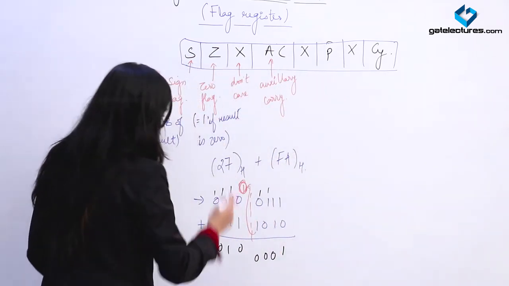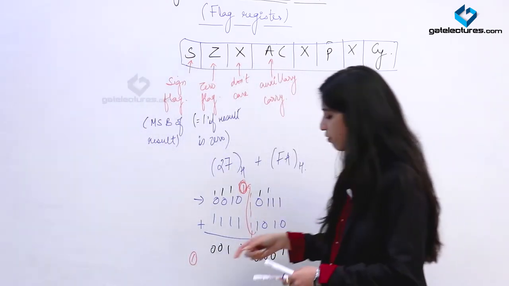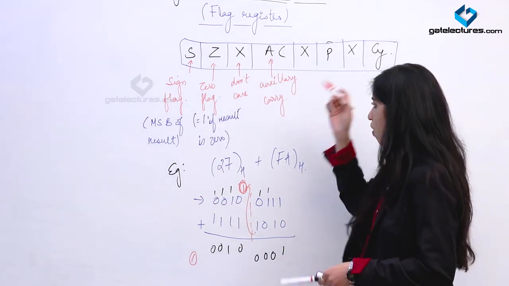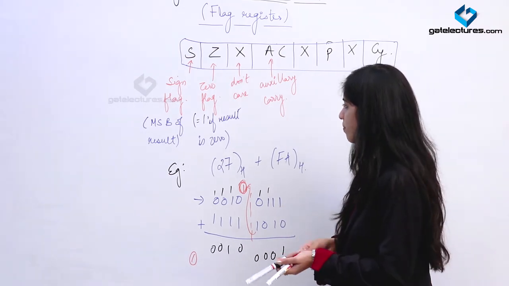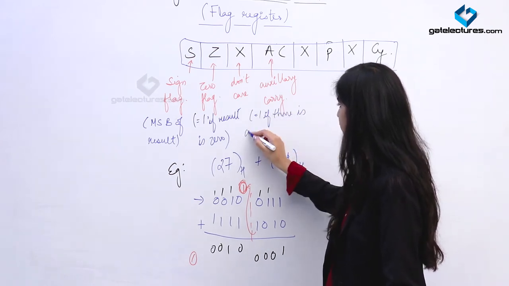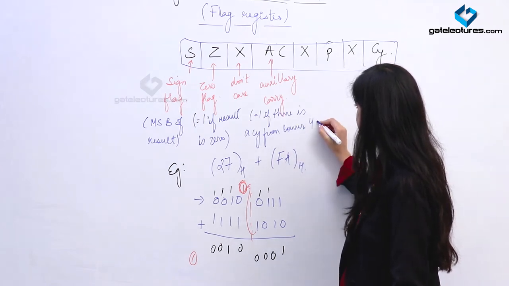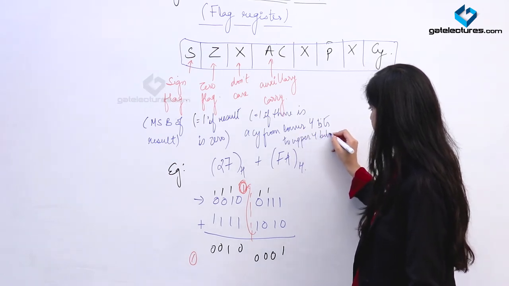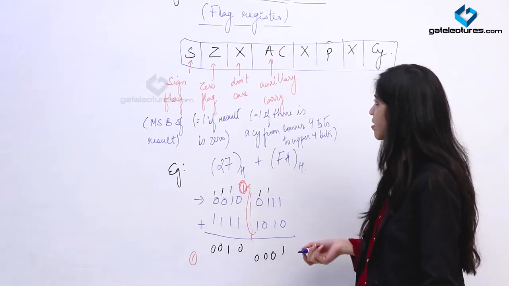So let us just look at all the flags. First we can look at the flags, then we'll see what will be the status of the flags for this given example. What is going to be the status of the flags? So auxiliary carry, this flag is going to be set. This flag is going to be 1 if there is a carry from lower 4 bits to upper 4 bits. Like in this case, if a carry occurs like this, then this is known as auxiliary carry.